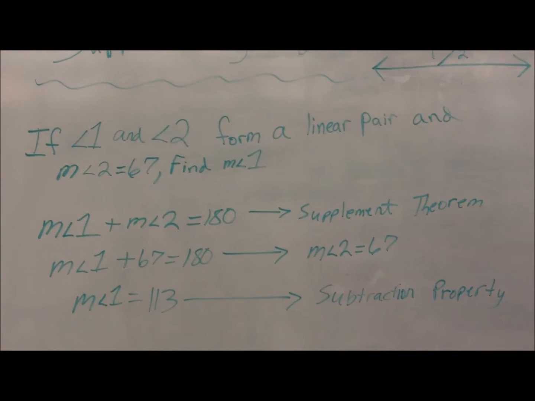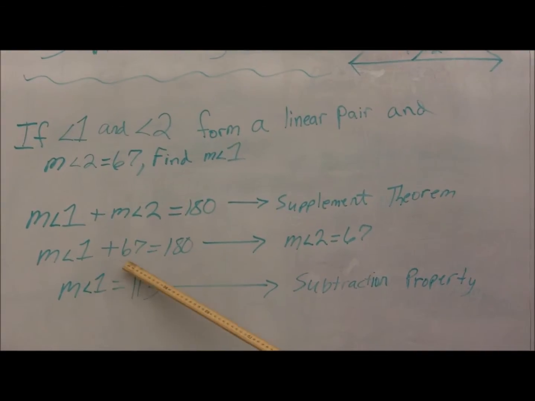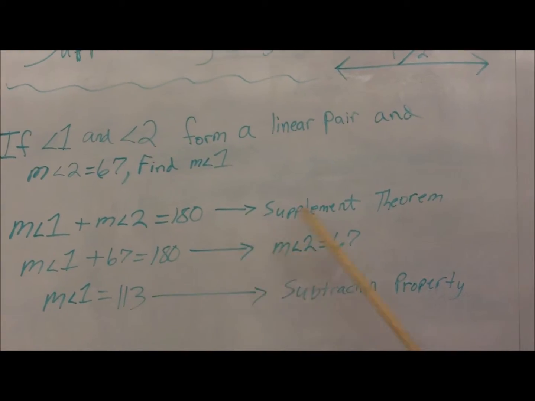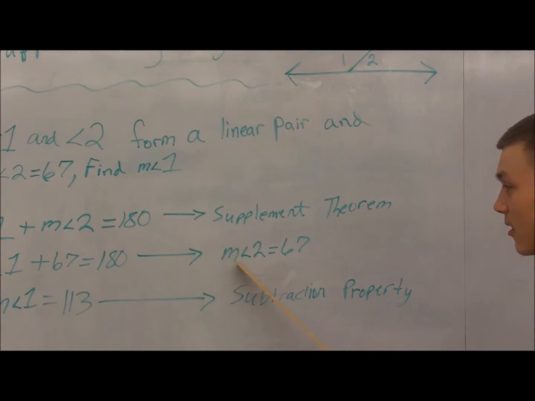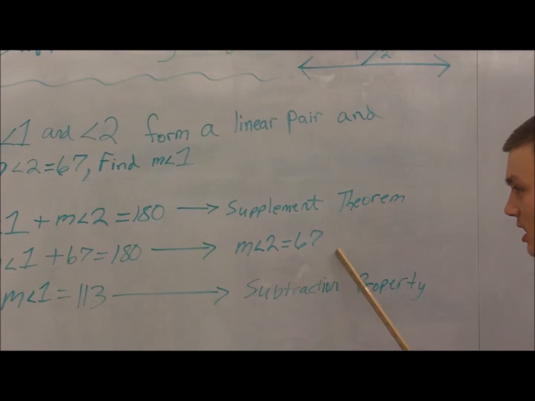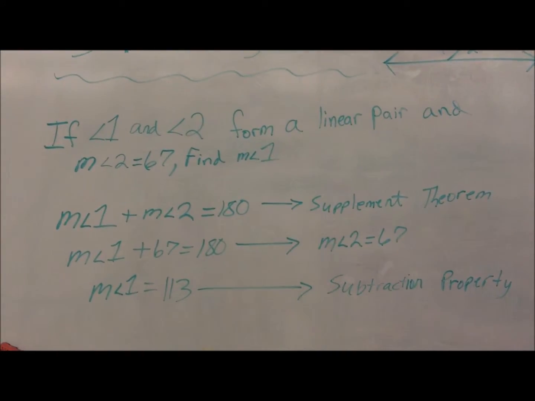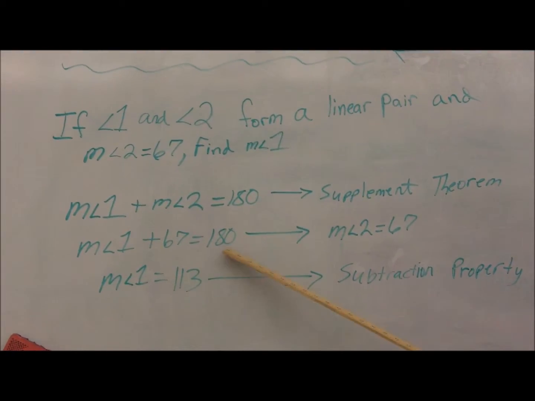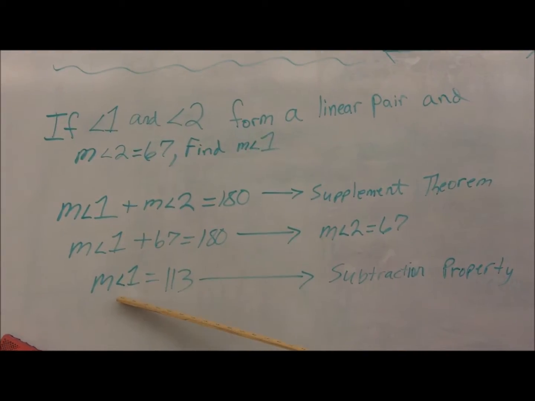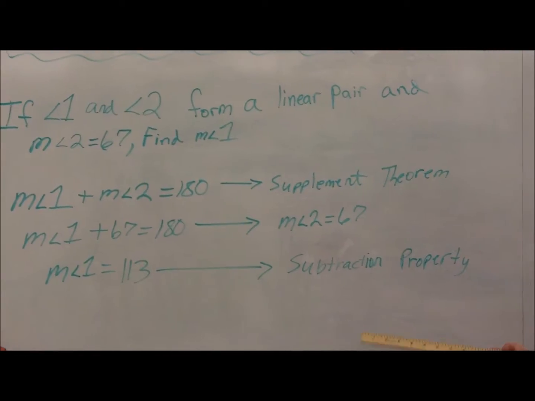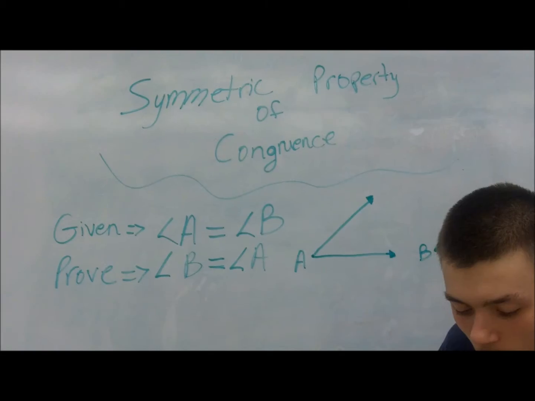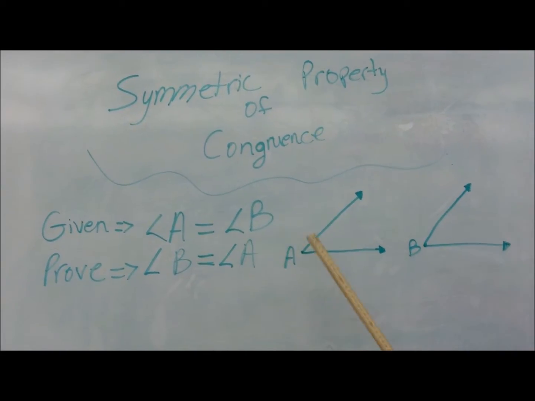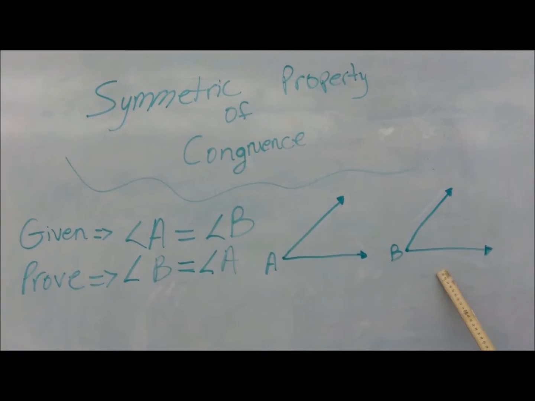And then next step is angle 1 plus 67 equals 180, which is basically the measure of angle 2 equals 67. Okay, and then you want to subtract 67 from 180 to find the measure of angle 1, which is the subtraction property. Okay, we are given that angle A equals angle B.